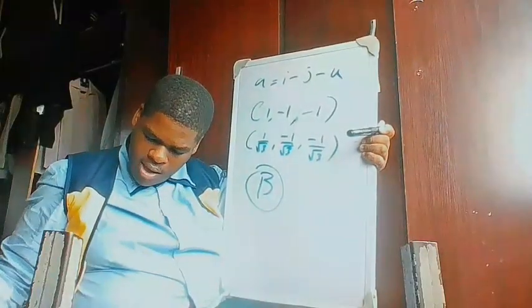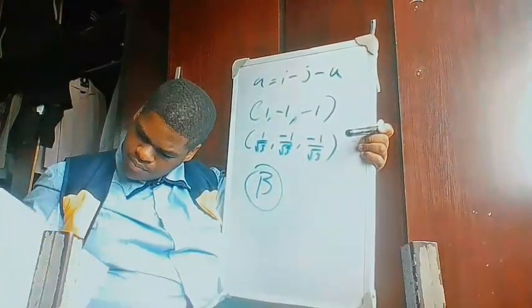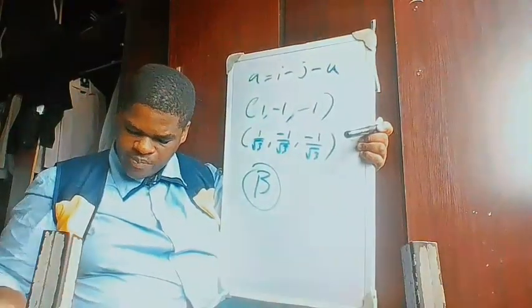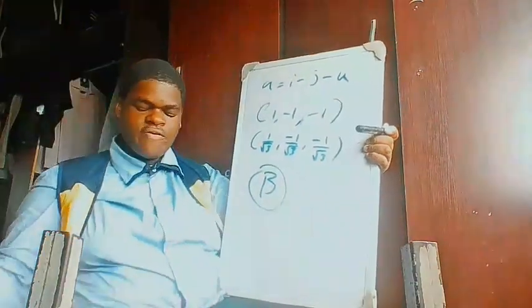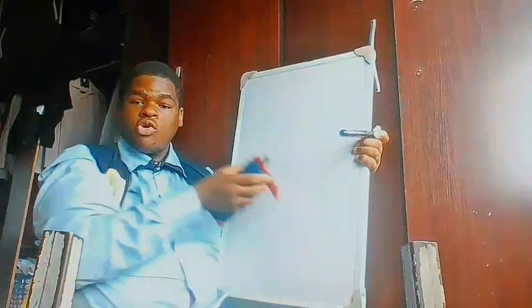Let's move on to the next question. Okay. The next question is question 3, which asks us to find the magnitude of x. Now, this question was given as a bonus, and I'm going to explain the reason why it was given as a bonus.